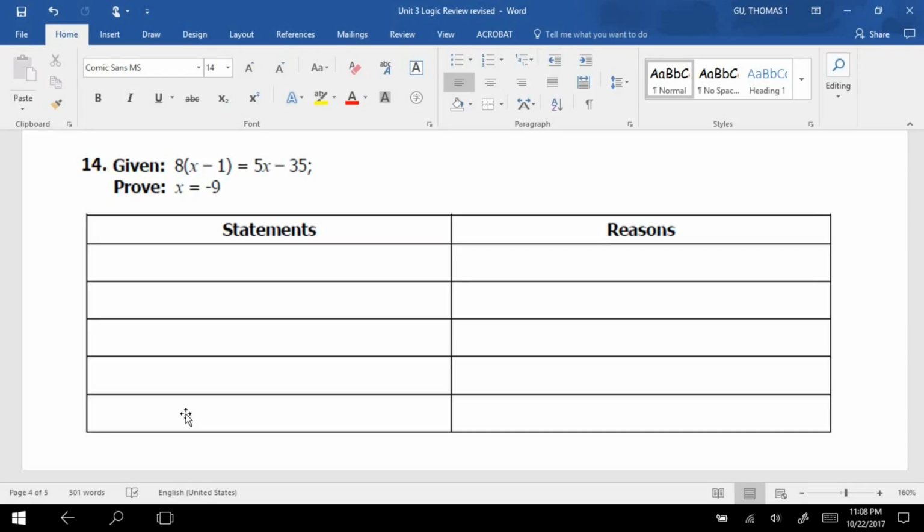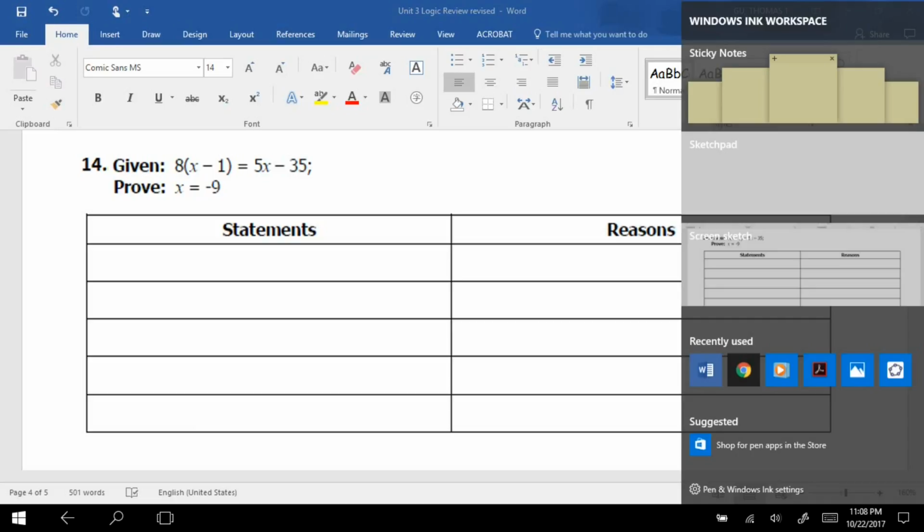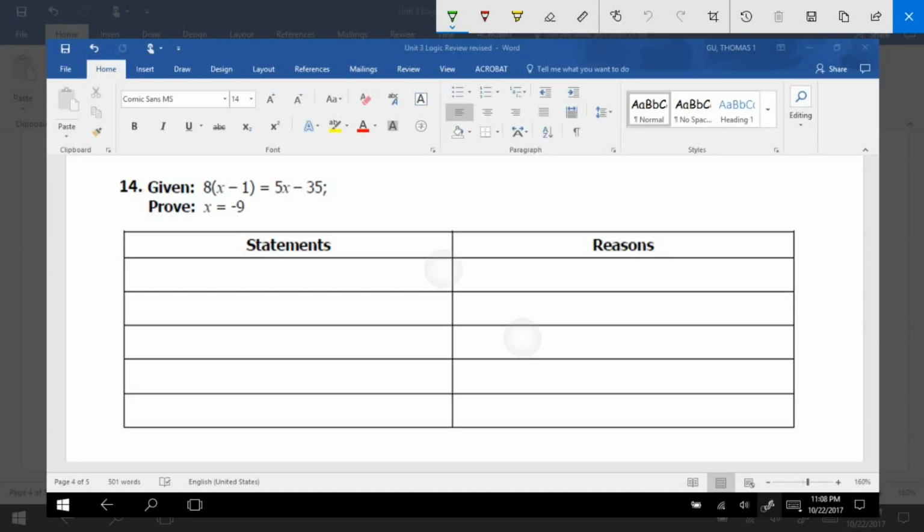The first step, remember in the first one, it's always going to be the given. So what did they give you? Let me get into the sketch pad. It's 8 times (x minus 1) equals 5x minus 35. And that's because they gave it to you. So our reason is going to be given.